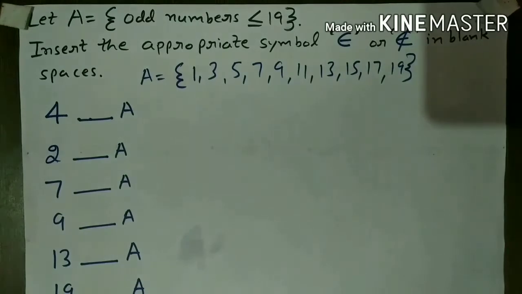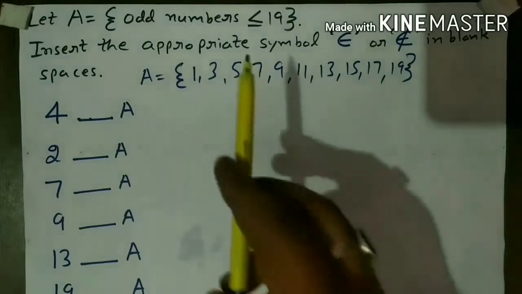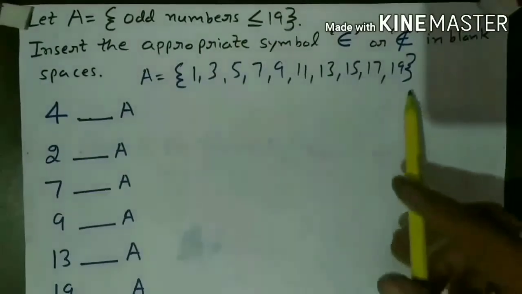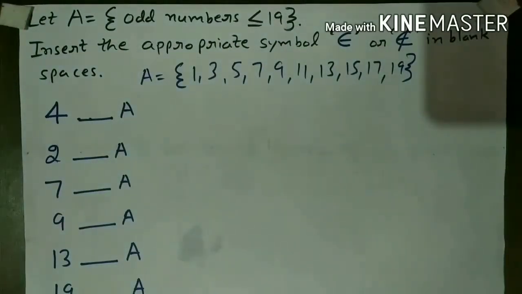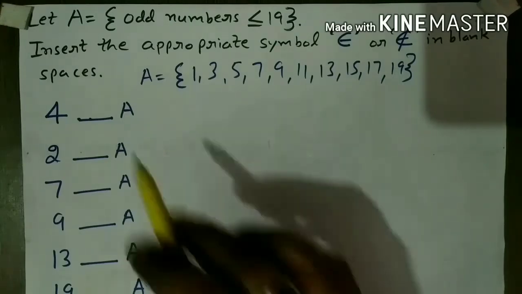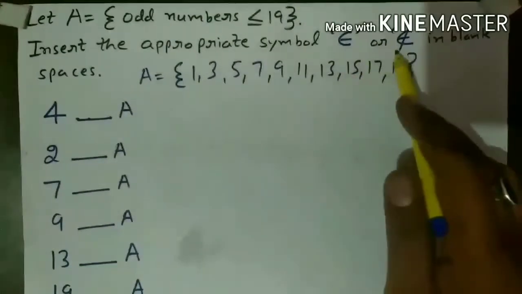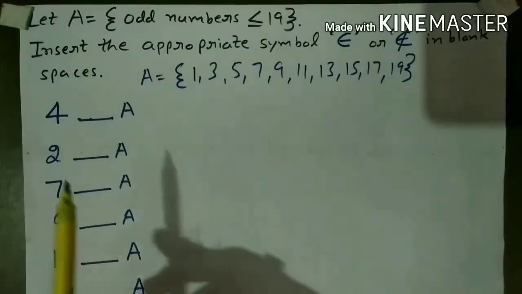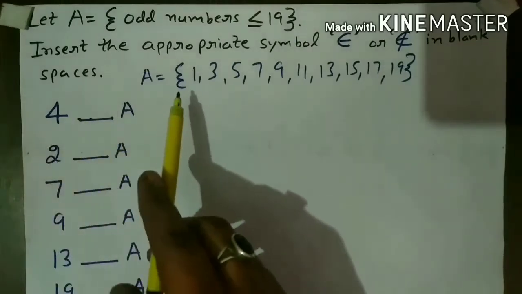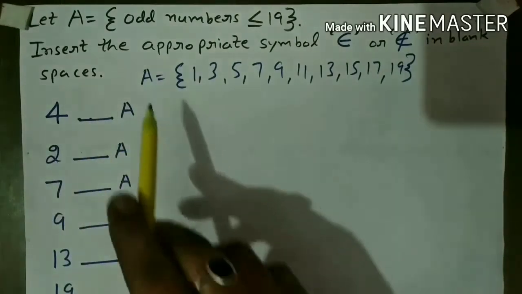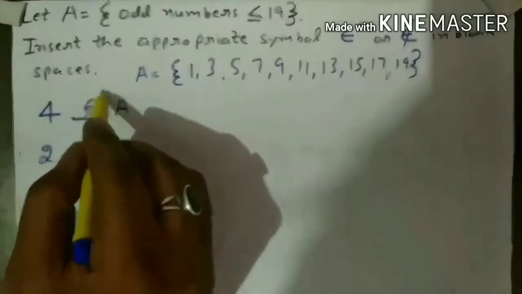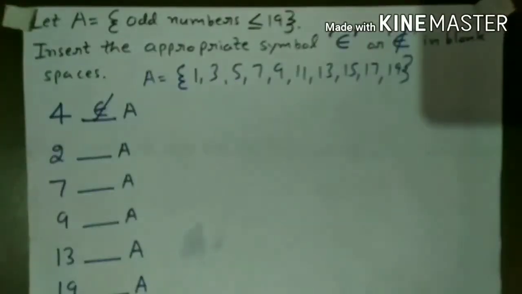Now as we see, it is a given condition that the set is less than or equal to 19, so we will move up to 19 only. Now the question is, insert the appropriate symbol belongs to or not belongs to in the blank spaces. Now you will have to see whether 4 is there in this set or not. You will not find 4 in this set, so 4 does not belong to A.